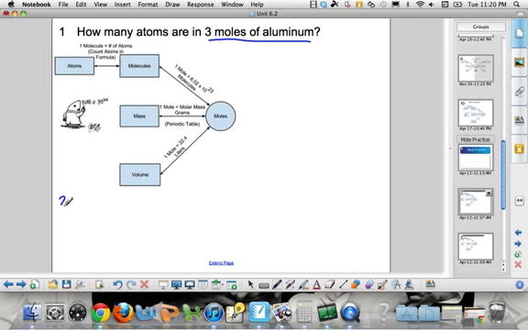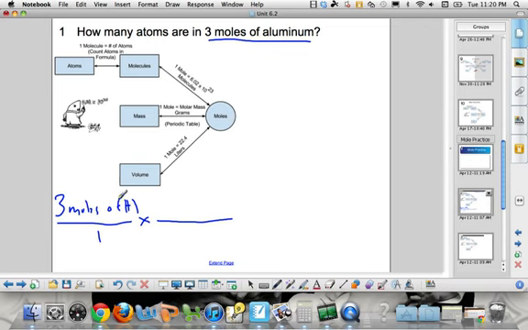So I'm going to take what I was given. I was given 3 moles of aluminum. Let me rewrite that. Kind of off on my game here. 3 moles of aluminum, and I'm going to put that over 1. We've done that for every problem we've done so far this unit. We're going to keep on doing that for the rest of the unit.